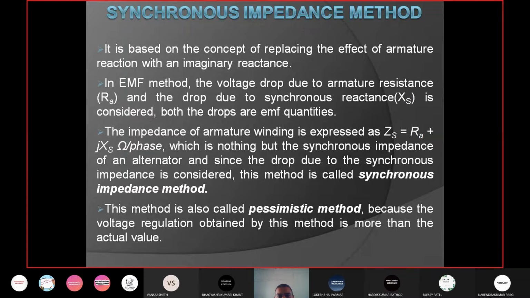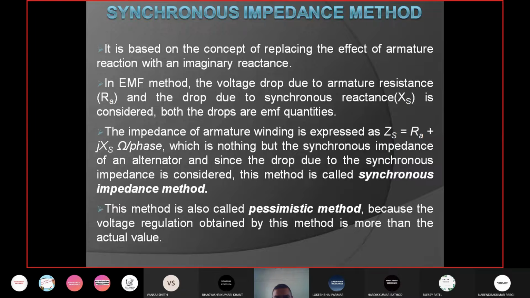So when current is flowing through the armature winding, at that time IA RA drop occurs, as well as due to the synchronous reactance some drop occurs. So in this method we are considering two drops, that is the IA RA drop and IA XS drop. Both drops are EMF quantities. The unit is the voltage. So the impedance of armature winding is expressed as ZS equals RA plus jXS ohm per phase. This is the formula of impedance of armature winding.